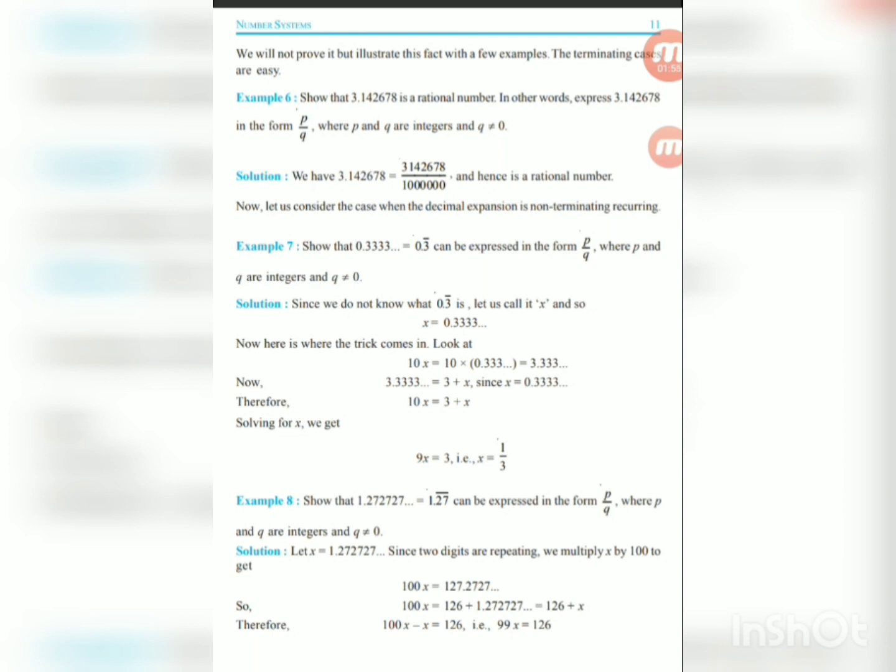Now, 3.333 is equal to 3 plus x, because x is equal to 0.333. So 10x is equal to 3 plus x. So now 9x is equal to 3. So x is equal to 1 upon 3.